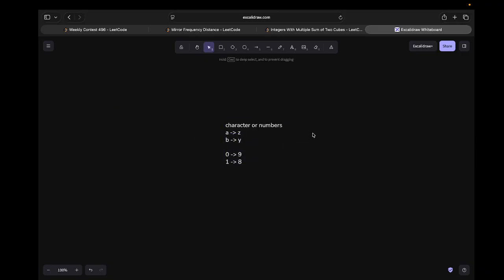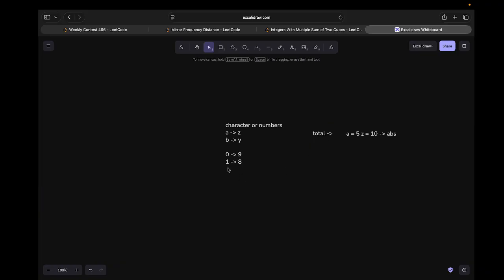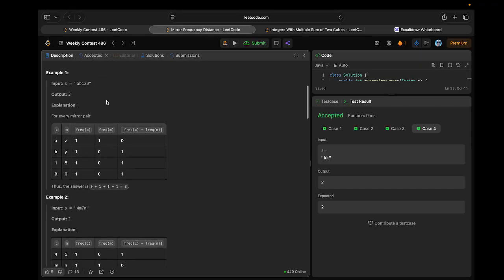And what we have to achieve is to return the total, right? For example, if the frequency of a is 5 and the frequency of z is 10, then we just have to take the absolute difference between them and add it to the total, and the same goes for digits as well. And there is one more case: if there is no mirror character, then simply the current frequency of that particular character or number is going to be added to our answer, right?